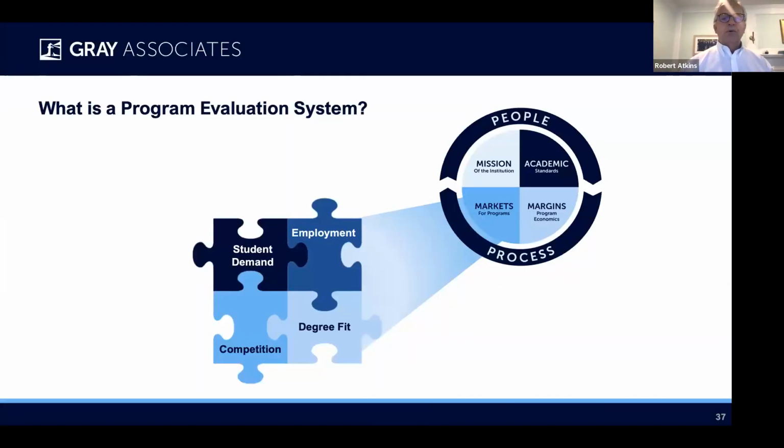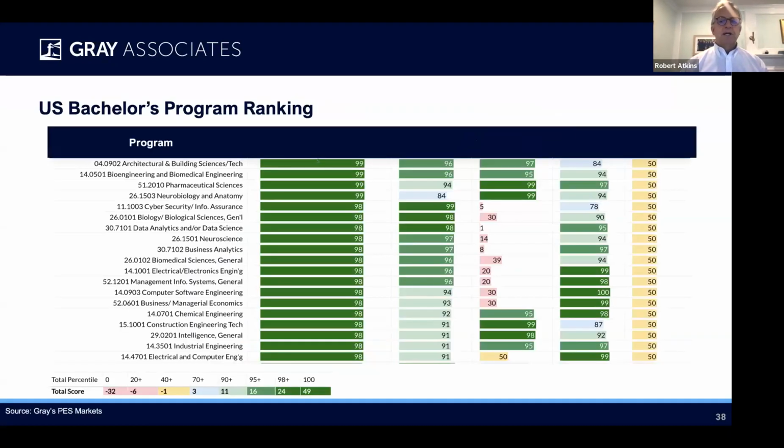So let's take a look at one program in some depth, and we're going to focus in on the market side of this program and share a little bit of information on the economics for margins as well. So we're going to look at student demand, employment, competition, and degree fit for one program. First, let's look at that all together.